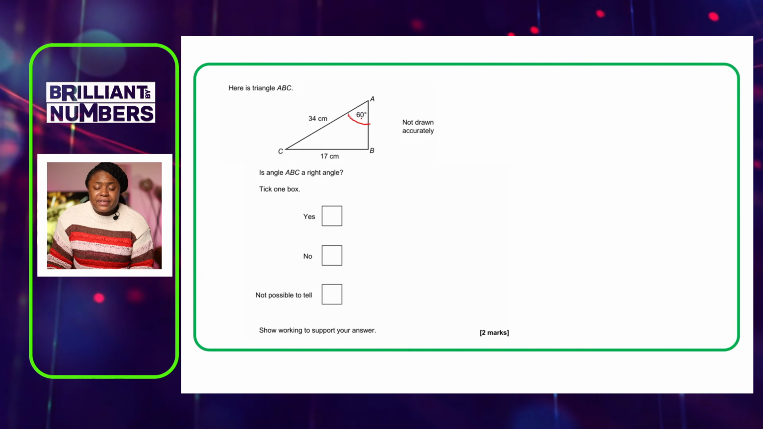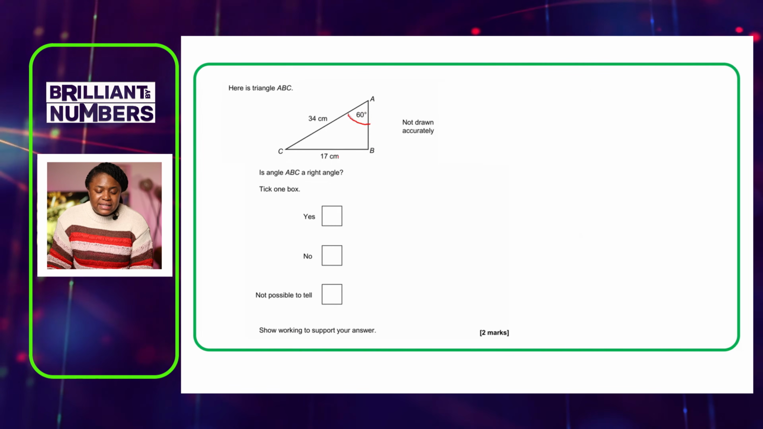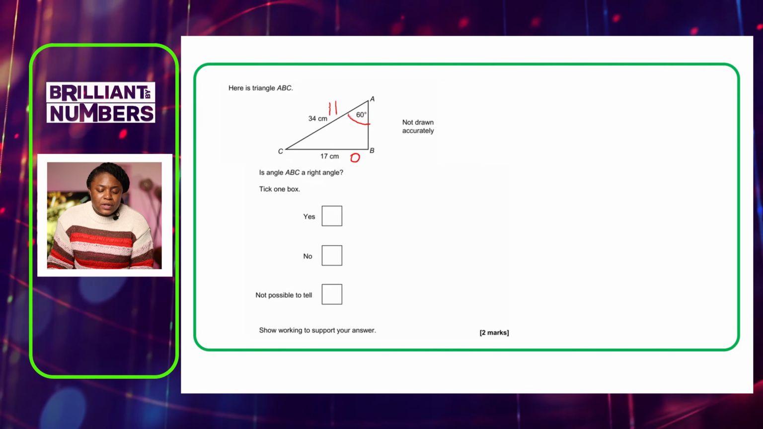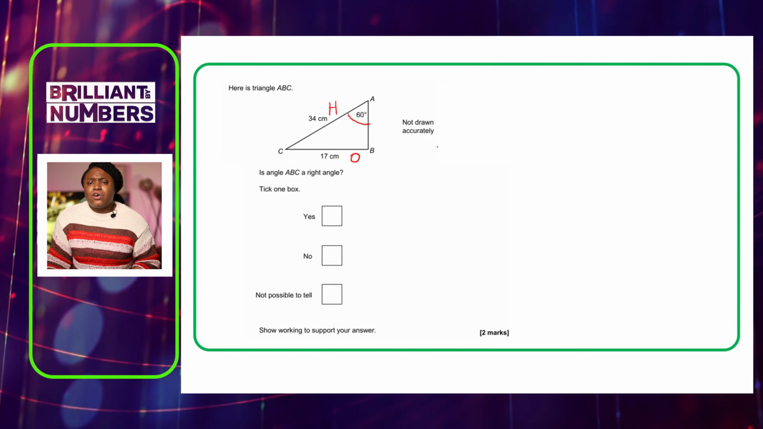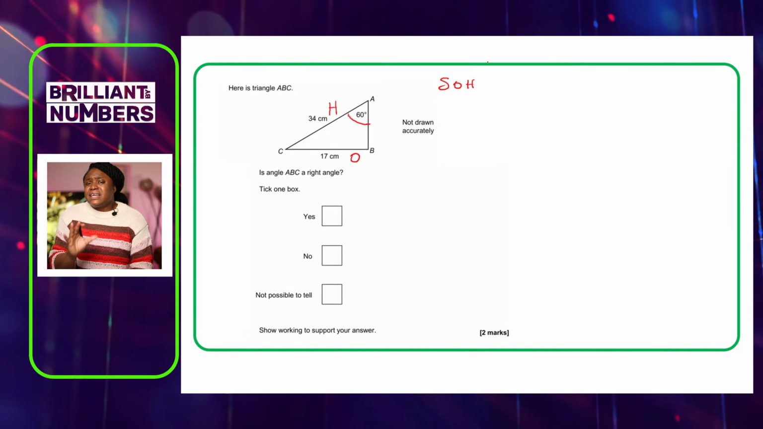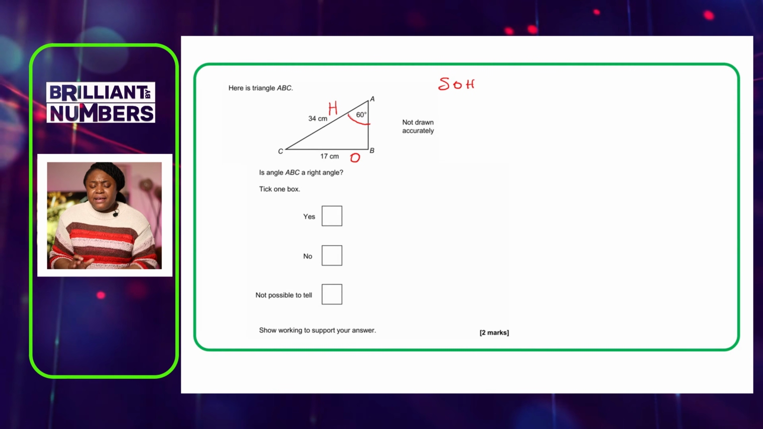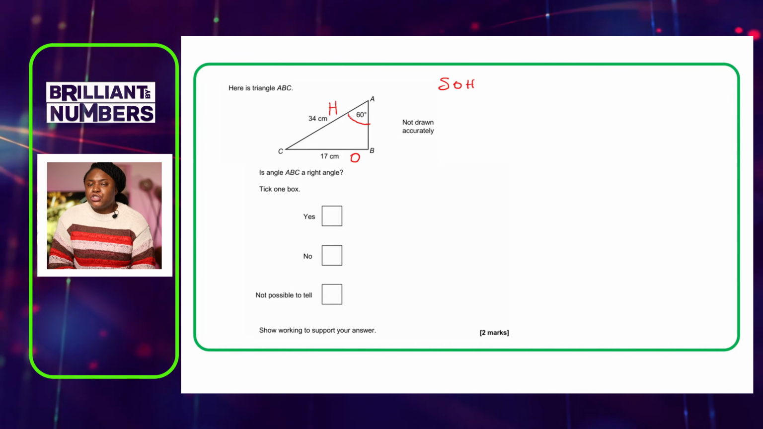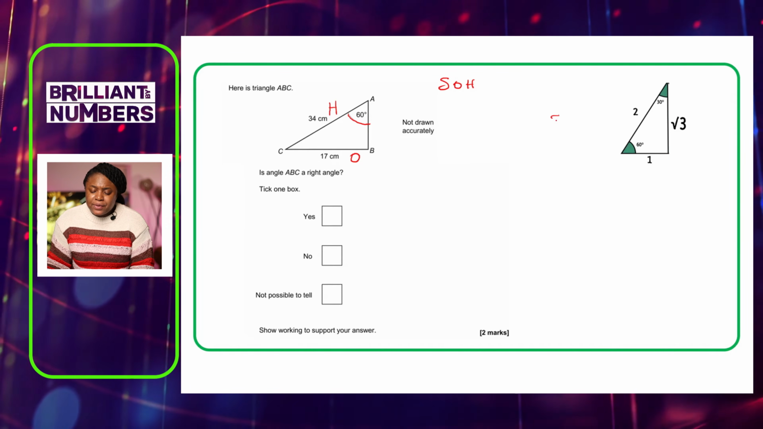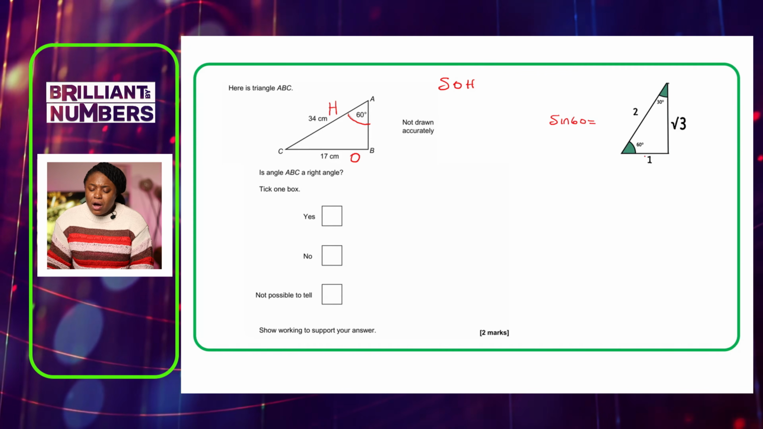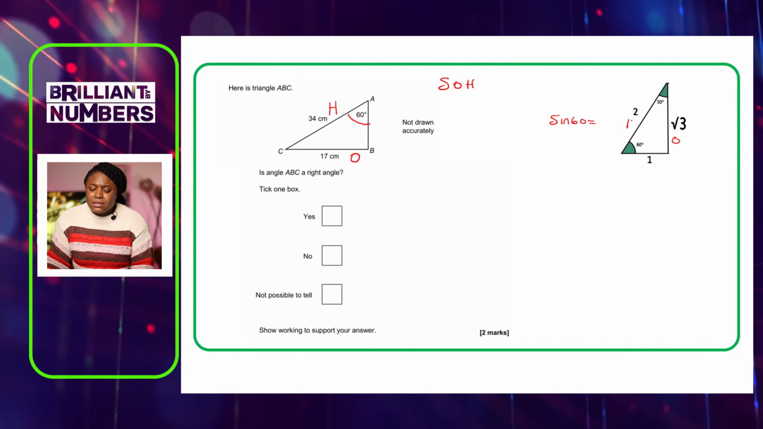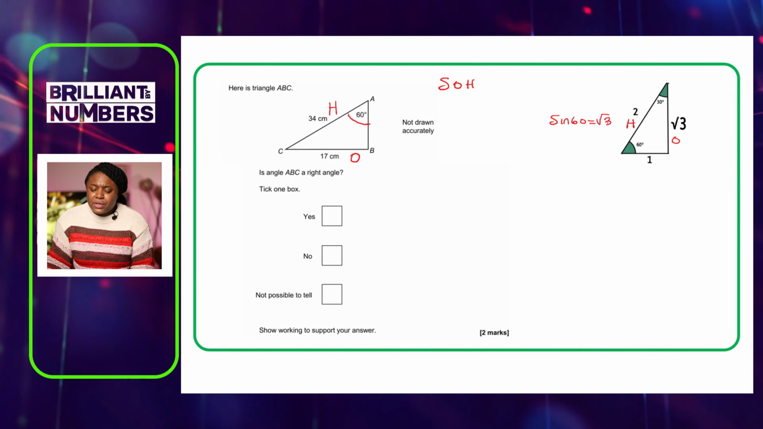So I'm given 60 degrees. Let's look at the sides we've got. We've got 34, 17, so opposite, and we've got the hypotenuse. So let's reflect on what is OH, which is sine. What is sine 60 as an exact value? And see if this holds true on this particular triangle. So putting our triangle in, we're going to write down what is sine 60. Sine 60 is equal to the opposite side. So just label that, opposite, and our hypotenuse is 2. So sine 60 is root 3 over 2.